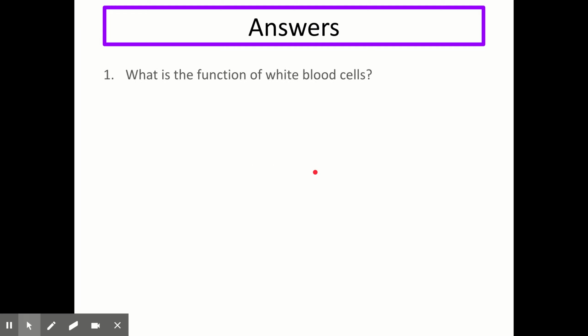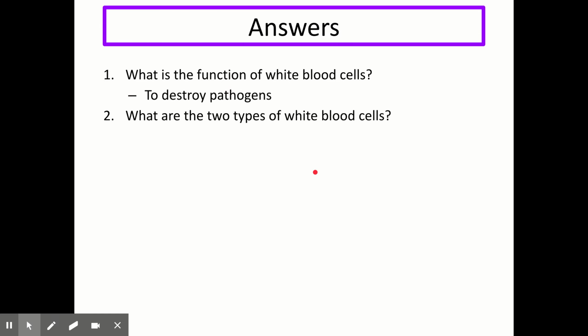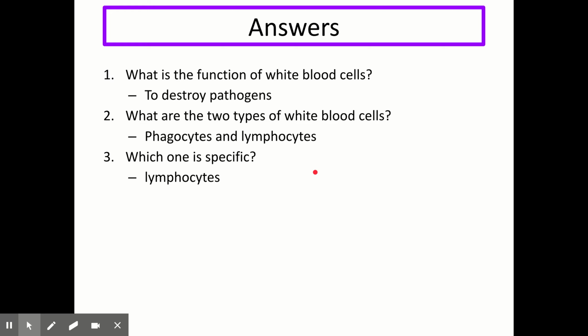Okay, so the first question was, what is the function of white blood cells? Their function is to destroy pathogens. The second question was, what are the two types of white blood cells? They are phagocytes and lymphocytes. Question 3 asks, out of those two, which one is specific? Lymphocytes are specific because they produce those antibodies that are specific to particular pathogens.